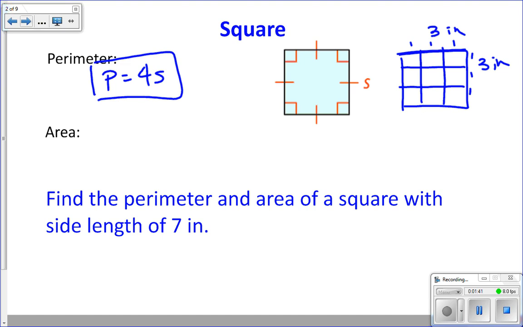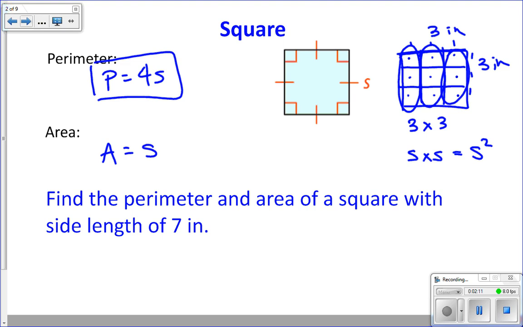So how many 1-inch squares do I have? I have 1, 2, 3, 4, 5, 6, 7, 8, 9, which happens to be 3 groups of 3, or 3 times 3. Now that'll happen for any number s. It'll always be s times s, because you'll always have s groups of s squares. So I can simplify s times s as s squared. So the area of a square is the side length squared.